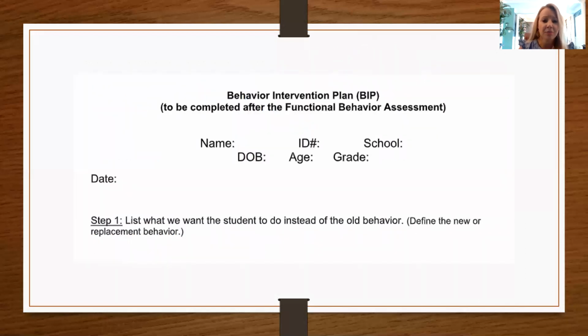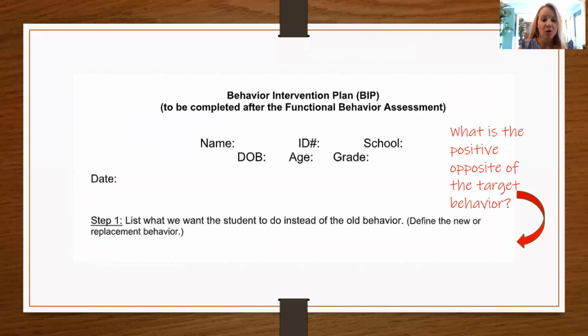So then we use that information to roll into our behavior intervention plan. So the functional behavior assessment really was a chance to kind of look at everything and put it all together. Now we want to focus on the positive. Okay, so that's what Johnny's been doing. What are we doing as our steps to get Johnny to do what he should? So we want to write out what he's going to do instead of the old behavior. So we're thinking of what's the positive opposite of the target behavior.